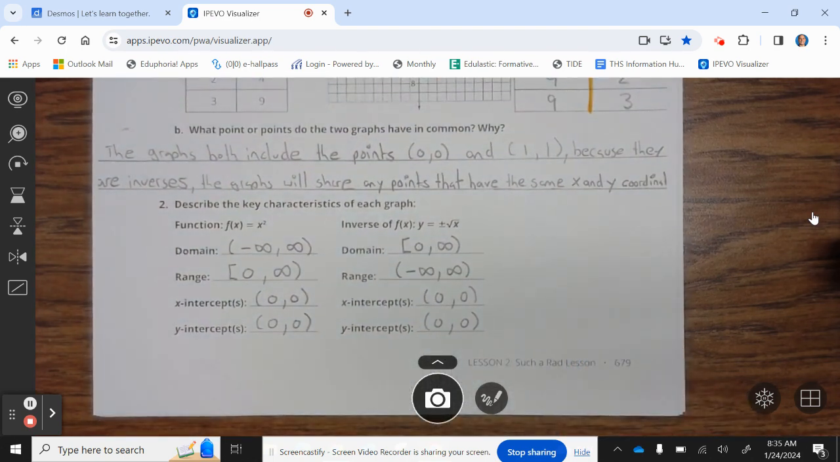B. What point or points do the two graphs have in common? Why? The graphs both include the points 0, 0 and 1, 1 because they are inverses. The graphs will share any points that have the same x and y coordinate.